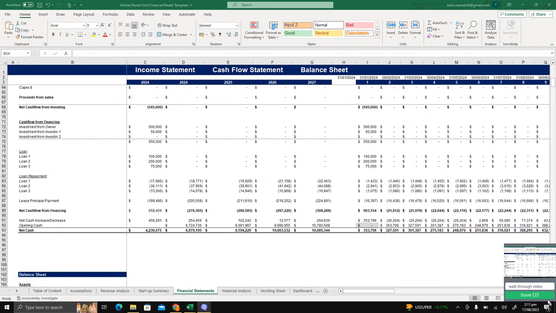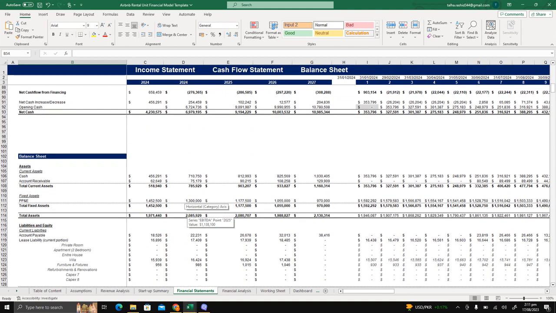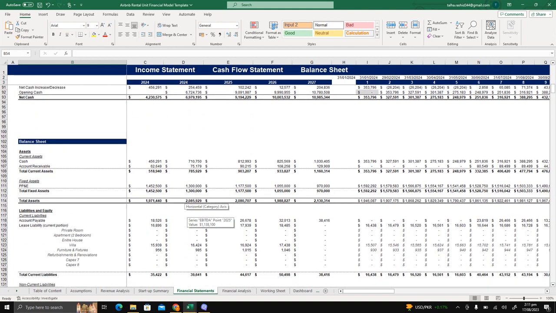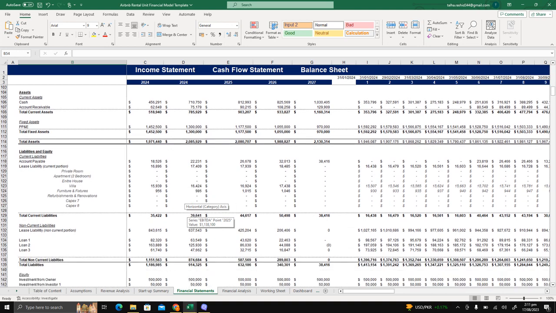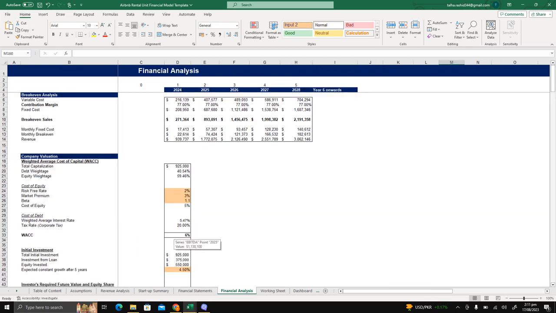Then comes the balance sheet. The balance sheet shows you the total assets of the company, the total liabilities of the company, and the total capital of the company, and it is comparing them on the basis of the accounting equation: assets is equal to liability plus capital. Then comes the financial analysis.